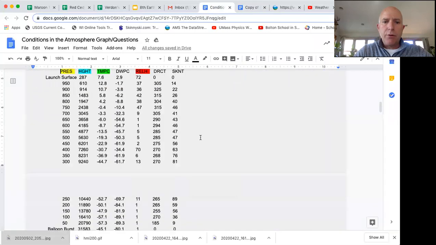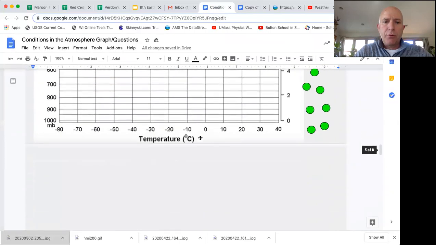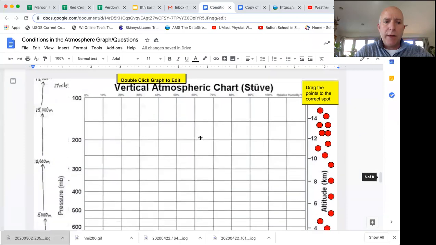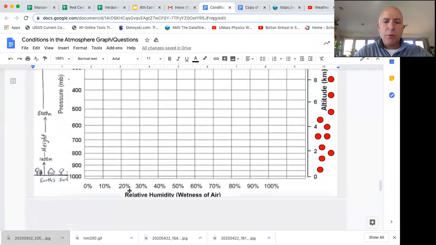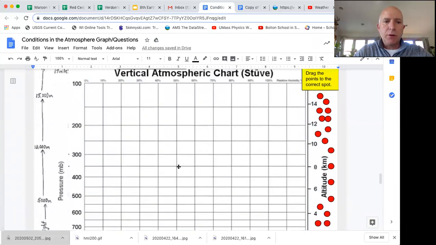The other graph that you do is height in the atmosphere versus humidity. And this will tell you where clouds were in the atmosphere. Same thing, drag the dots over, and we're measuring height in the atmosphere with air pressure.